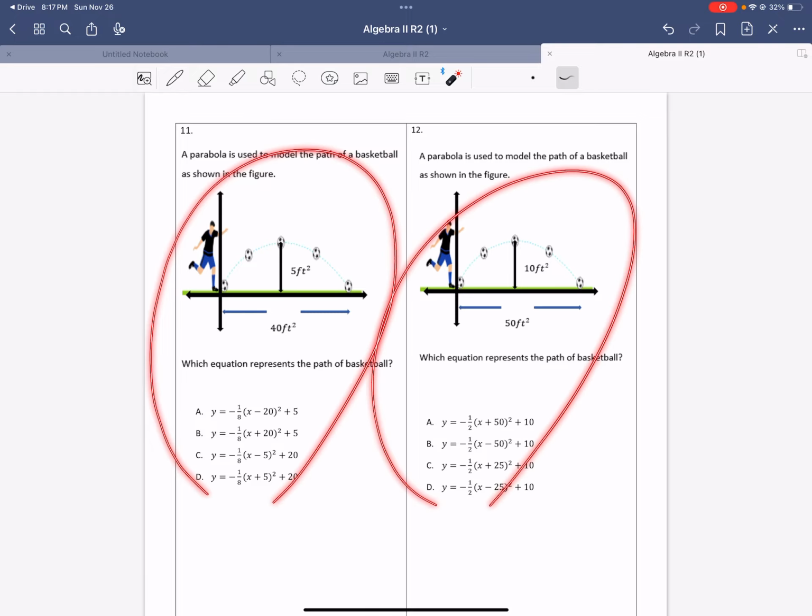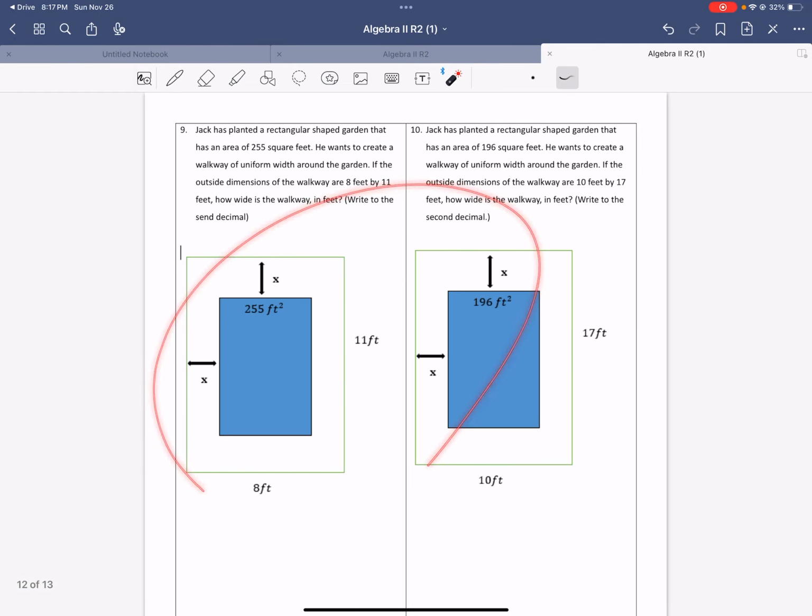This one, I don't think I have to go over this, but this, I think I have to go over this. So watch this one. Jack has, I mean, it's the same question, just different numbers. So Jack has a rectangular shape of garden, and something happened, right?